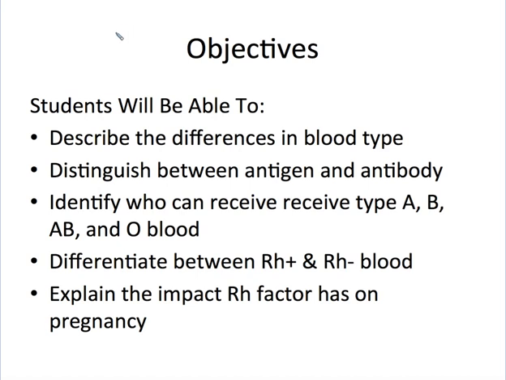And so at the end of this, you will be able to describe the differences in blood types, distinguish between antigens and antibodies, and you can identify who can receive type A, type B, type AB, and type O bloods, along with who can give or who can donate to those people. We'll talk about Rh positive, Rh negative blood, and we'll look at the impact Rh factor has on pregnancy for those of you that will someday carry a child.